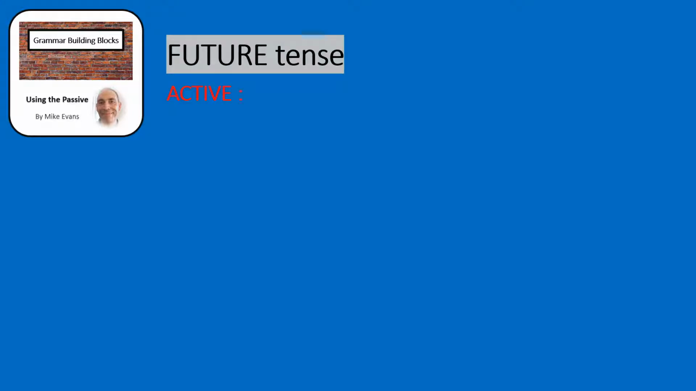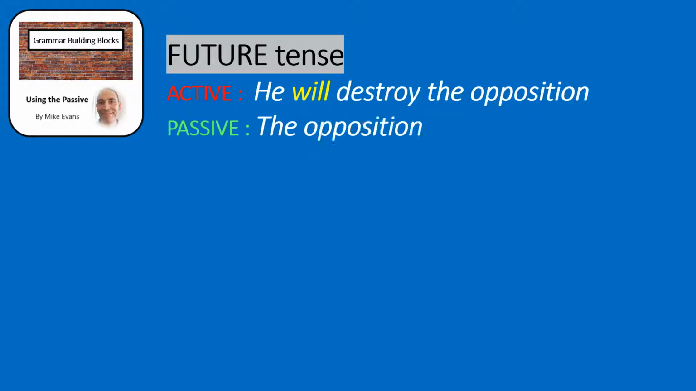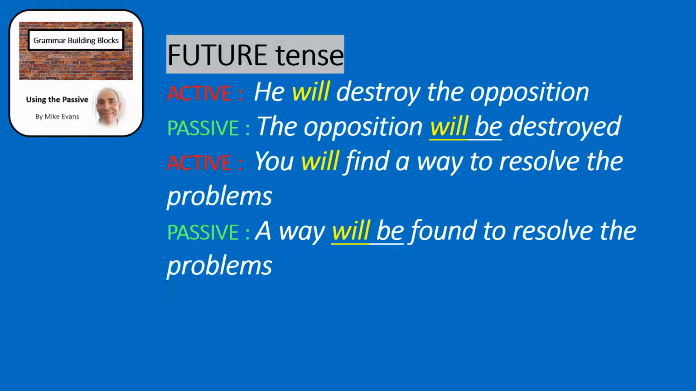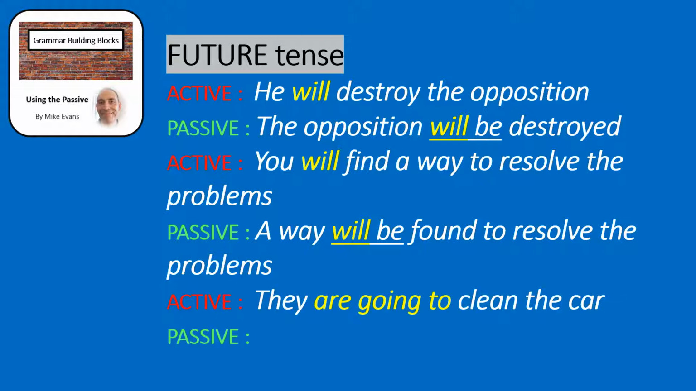Following the same logic for other tenses, so in the future, he will destroy the opposition. The opposition will be destroyed. You will find a way to resolve the problems. A way will be found to resolve the problems. They are going to clean the car. The car is going to be cleaned.